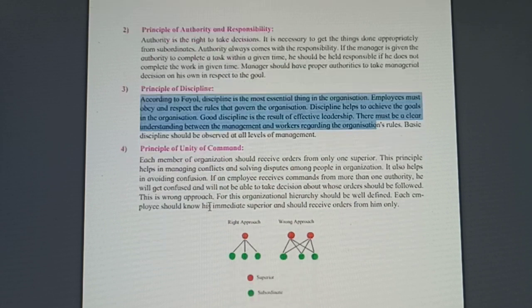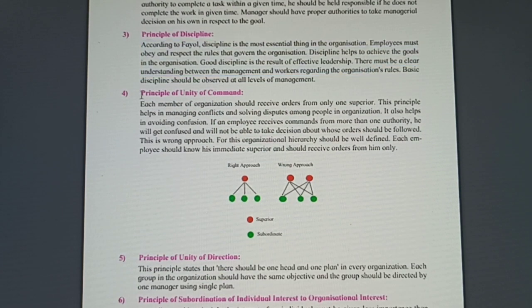Fourth, principle of unity of command. Principle of unity of command means there should be a single approach of command to the employees. Here you can see a diagram with red and green dots. The red dot is called the boss, and the three green dots you see here are the employees. Here it is written as right approach. What is the right approach? The right approach is there is a single boss and there are employees working under him, the subordinates.